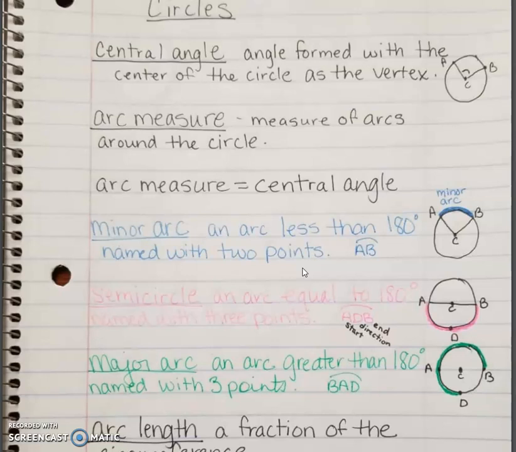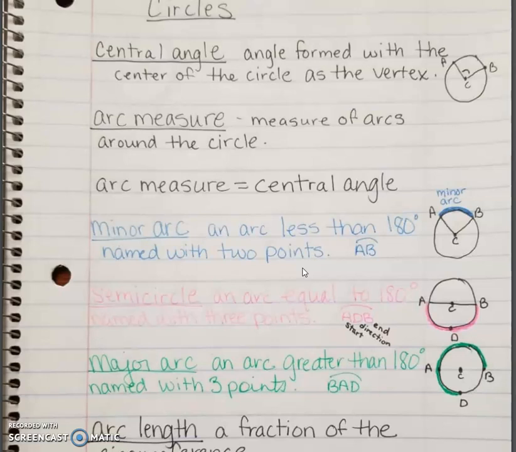We have a minor arc, an arc that's less than 180 degrees, and it's usually named with 2 points. So at the very beginning of the year, we had some geometry notation with segments and points and lines and rays. So an arc literally has a small arc above it. So you have your starting point, your ending point, and then you have the arc symbol.